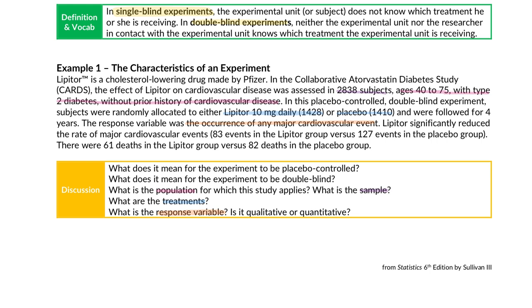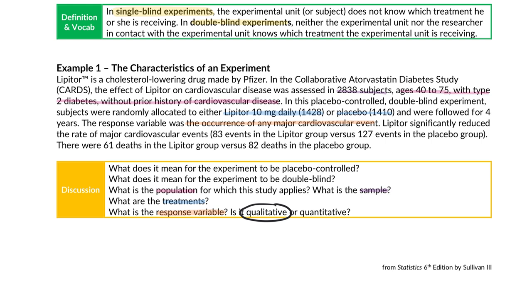Is this response variable qualitative or quantitative? So qualitative is some quality or characteristic. Quantitative is numbers that we can add and subtract in some way and it's meaningful. Are we getting numbers out of this, or are we getting like a characteristic of people? We are actually getting characteristics of people. We are looking at the occurrence of any major cardiovascular event. So it's like a yes, no. Did you have a major cardiovascular event? Yes or no.